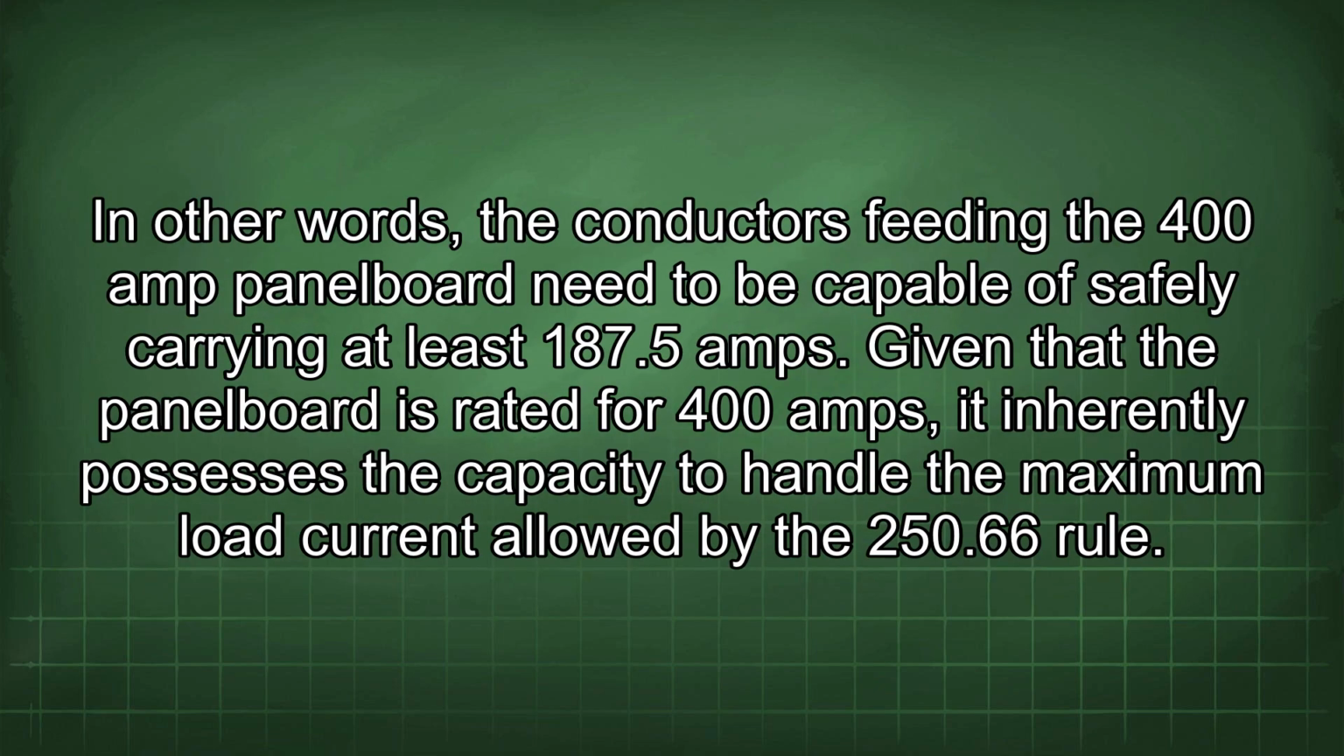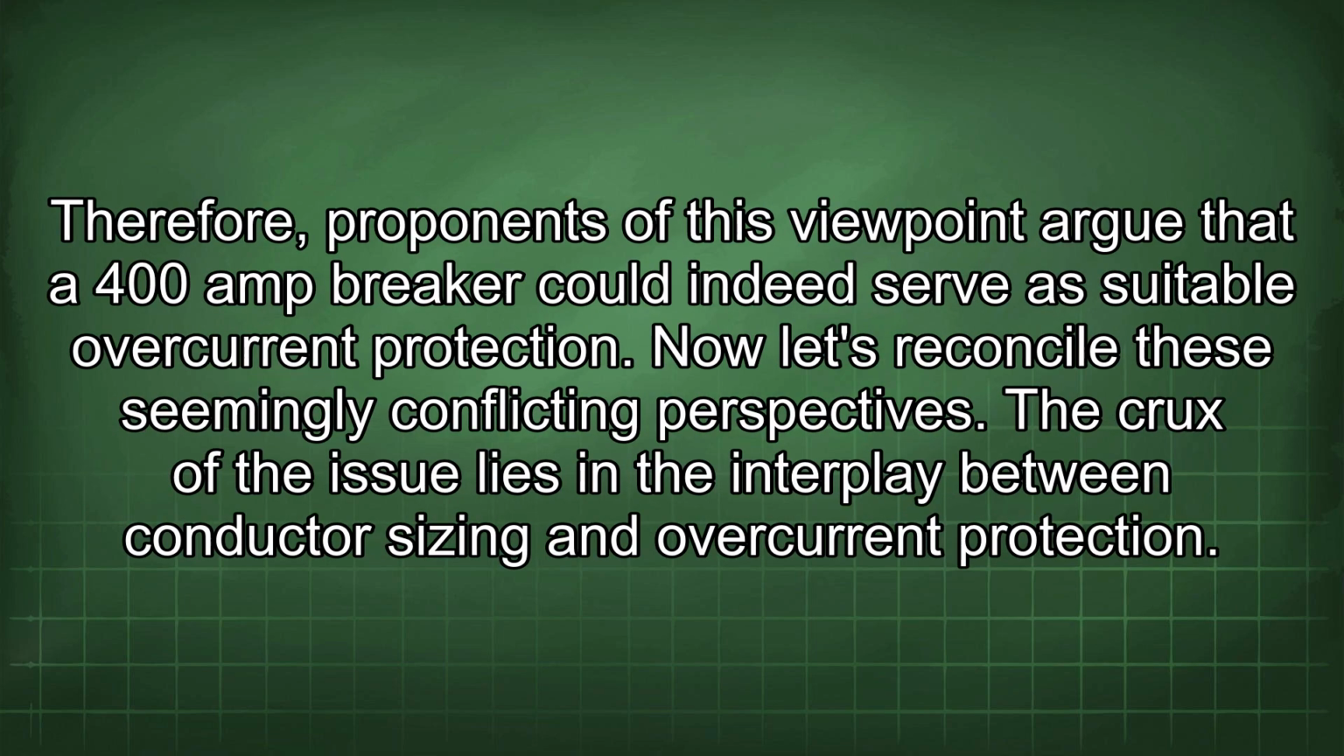In other words, the conductors feeding the 400 amp panel board need to be capable of safely carrying at least 187.5 amps. Given that the panel board is rated for 400 amps, it inherently possesses the capacity to handle the maximum load current allowed by the 250.66 rule. Therefore, proponents of this viewpoint argue that a 400 amp breaker could indeed serve as suitable overcurrent protection. Now let's reconcile these seemingly conflicting perspectives.